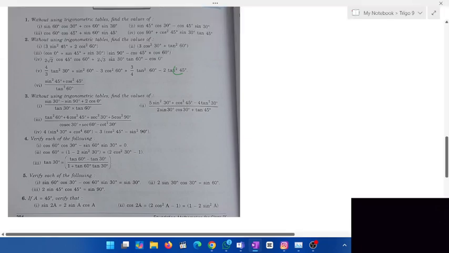Okay, next question. We'll try the third question, students. Also, we'll do the third one. Tan square 60 degree plus 4 cos square 45 is secant square 30.